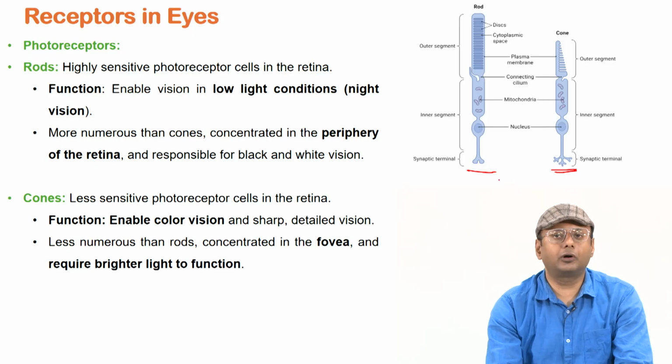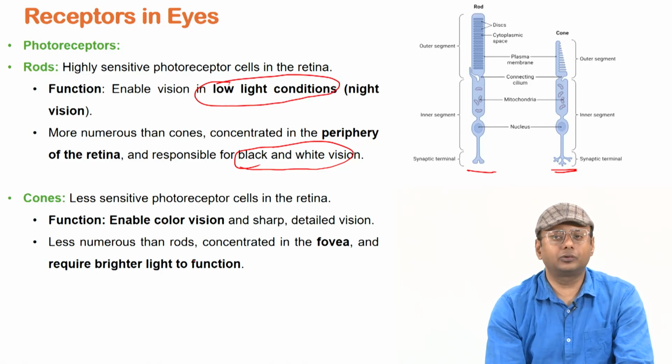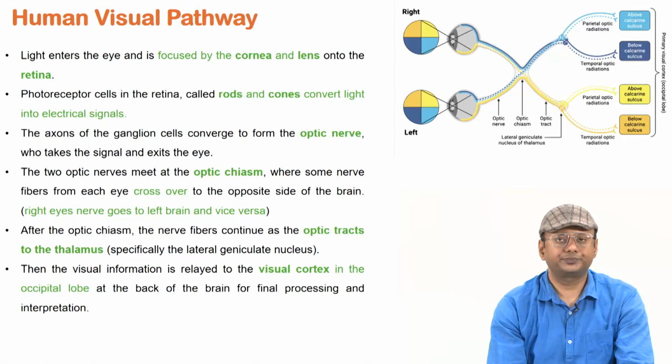So the rods are responsible for black and white vision, along with low light conditions or night vision, but the cones enable color vision. Apart from that, cones are less numerous than rods, concentrated mostly in the fovea area, and require brighter light to function. So cones require brighter light to function. In the case of rods, they can even work in darker conditions or night vision also.